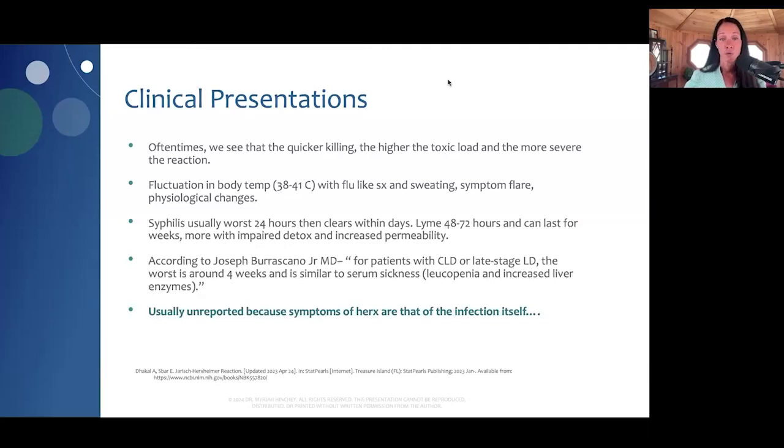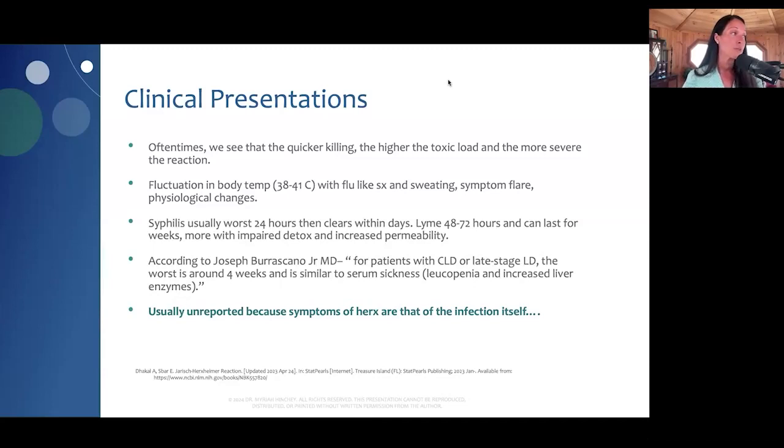According to Dr. Burrascano, patients with chronic Lyme or late stage Lyme, the worst Herx is usually around 4 weeks, and it's similar to serum sickness. Now, usually herxing is underreported because, like I said, typically these are symptoms that are already there from the infection themselves. They just tend to get worse.